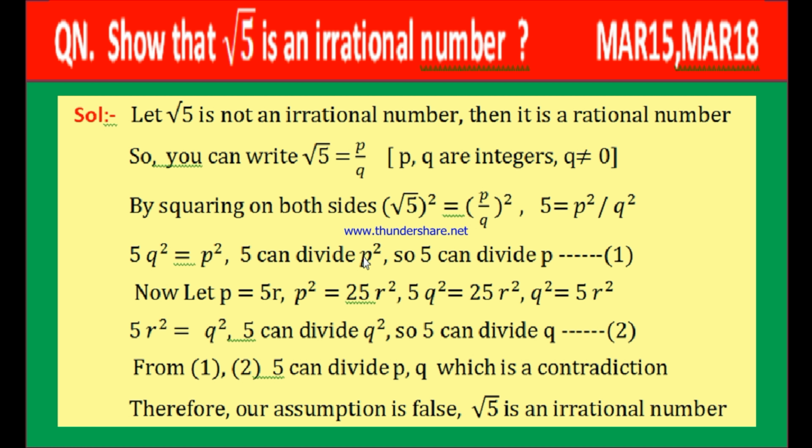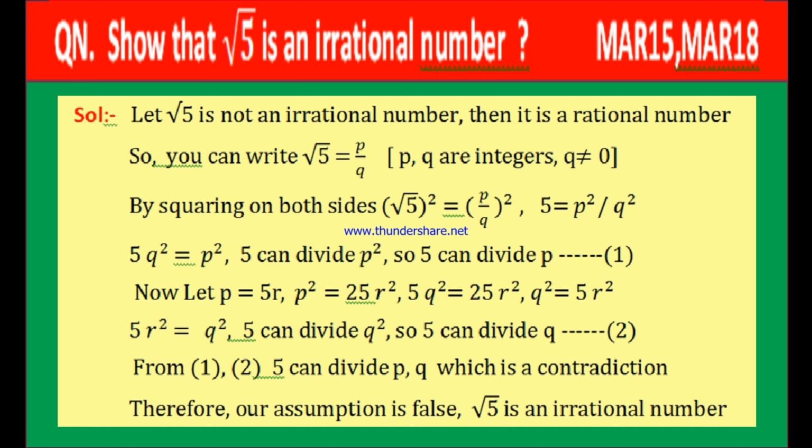Or 5 can divide p square, as p square can be written as 5 times of something, therefore 5 can divide p square. If 5 can divide p square, then 5 can also divide p. This is the first expression. We proved that 5 can divide p.